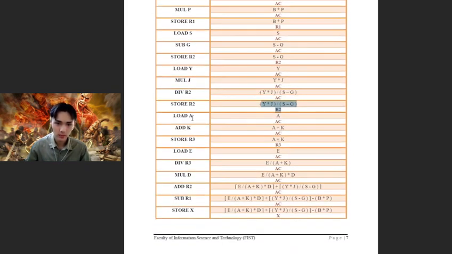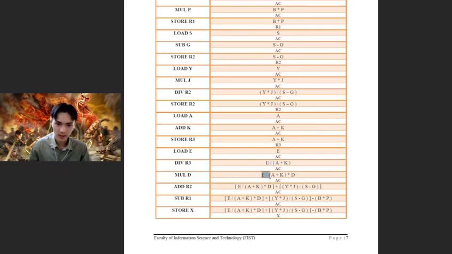After that, it will load A into the temporary memory, continue, add A with K, and it will be stored in R3. After that, it will load E and store in the temporary memory again and divide with R3. R3 is A plus K. So E divided by A plus K and store in the temporary memory again.